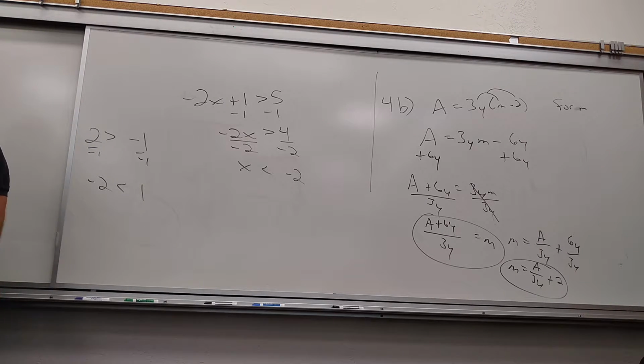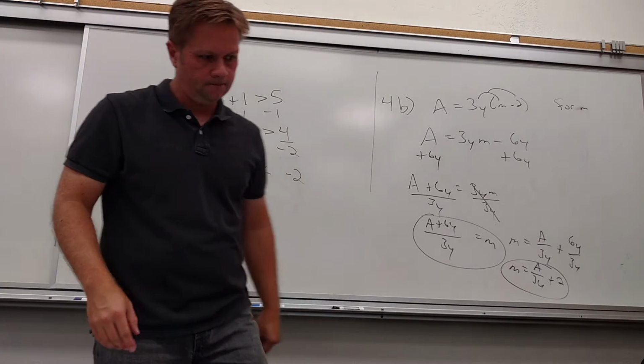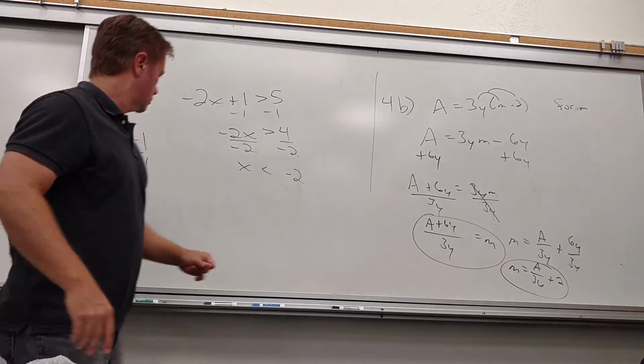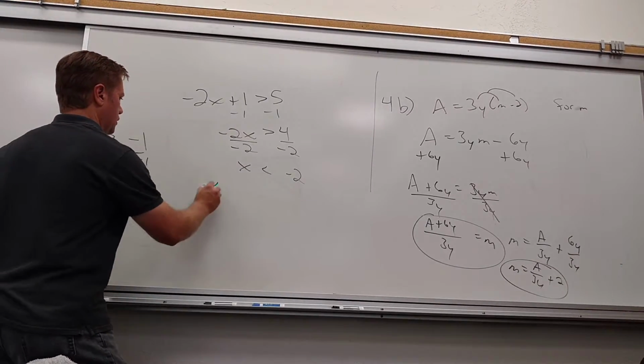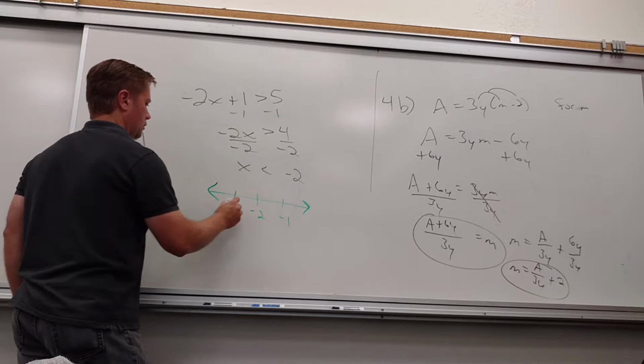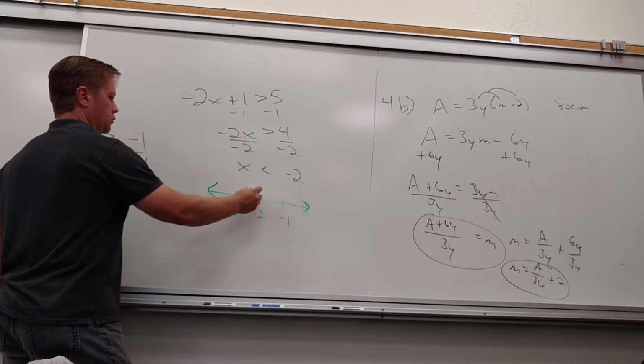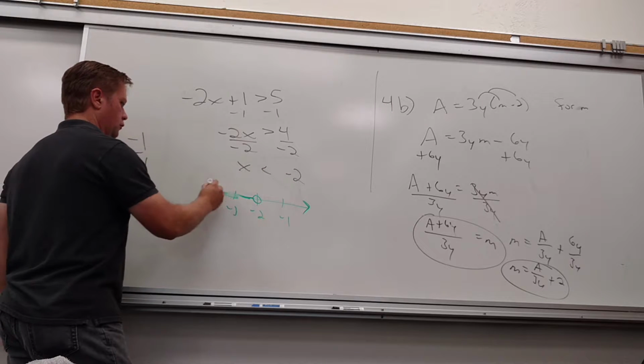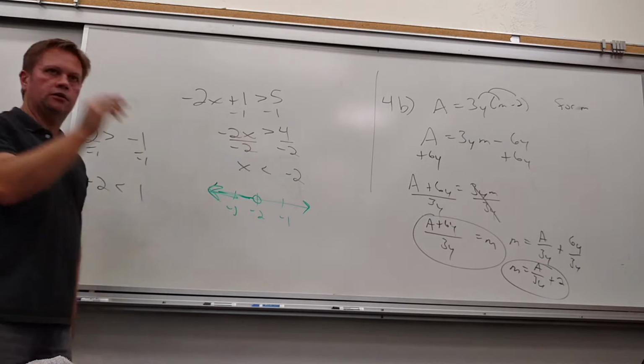Cool. Yes? So if there is a line on the side, then we just fill it in. Yeah, so this graph would look like this here. So you're going to put an open circle and then shade down. So if it would have been less than or equal to, I would have just shaded the circle in also.